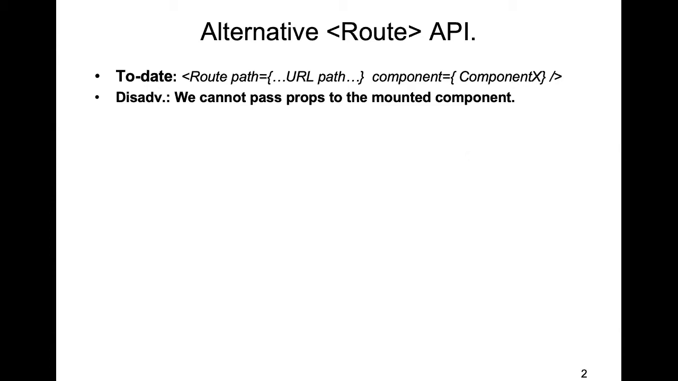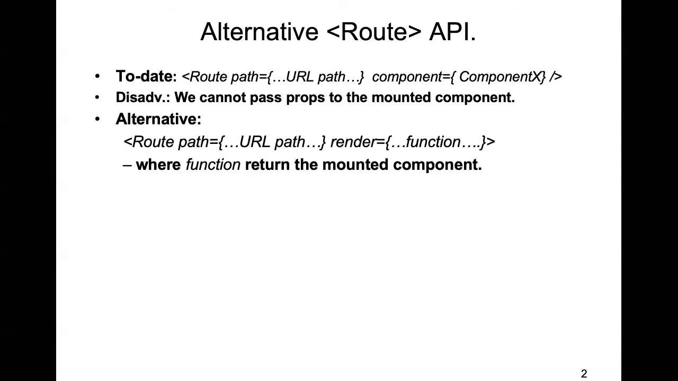The problem, though, is what if we want to pass some props to that component? We've no way of doing it using this particular form of the Route component. So there is an alternative form that we can use, and it looks like this. Instead of the component prop, we have a prop called the render prop. You give it a callback function. You can have any logic you want in that function, but critically, the function needs to return the component that you want to have mounted.